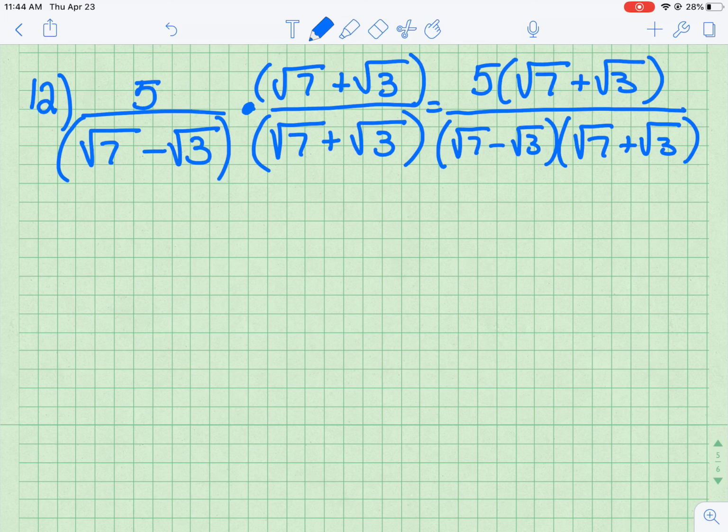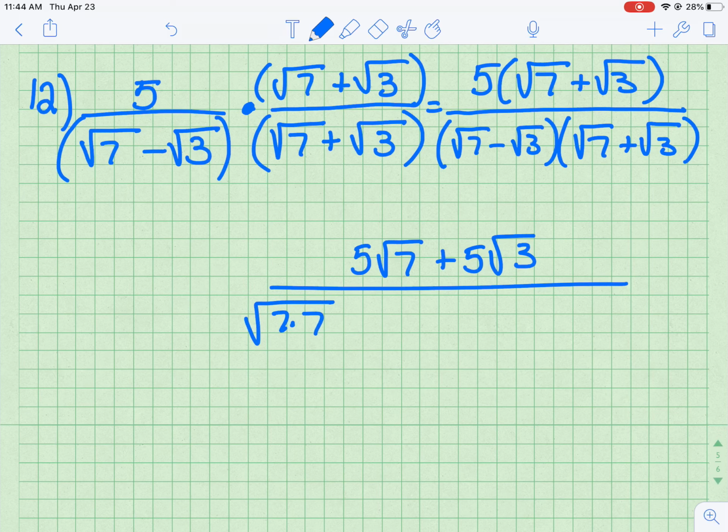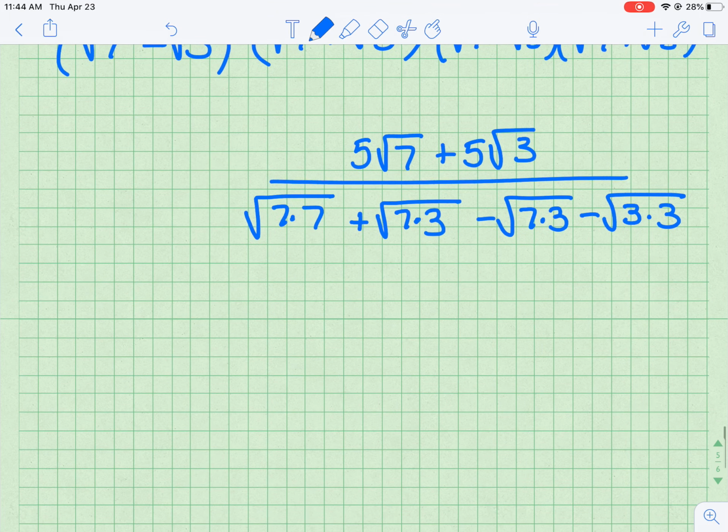So let's do some multiplying. In the numerator, we would distribute that 5, and we get 5 root 7 plus 5 root 3. And again, I'm either going to box or FOIL the denominator. And if you don't know how to do that, you need to go back to my video lesson and watch that. Okay, so we end up with the square root of 7 times 7 plus the square root of 7 times 3 minus the square root of 7 times 3 minus the square root of 3 times 3. Okay, the numerator cannot be simplified, so we're going to leave that.